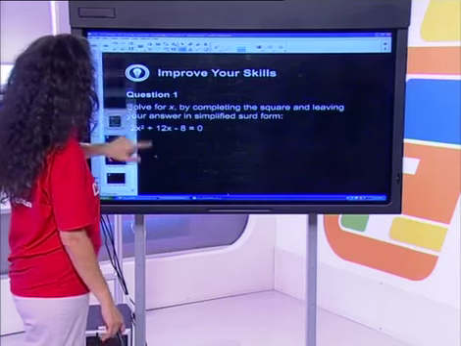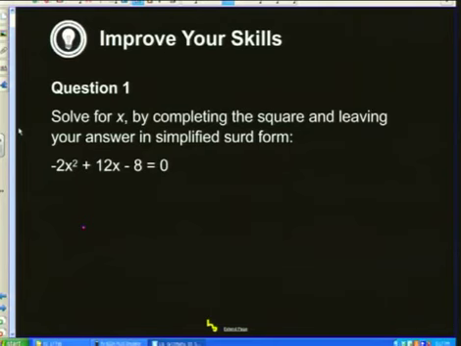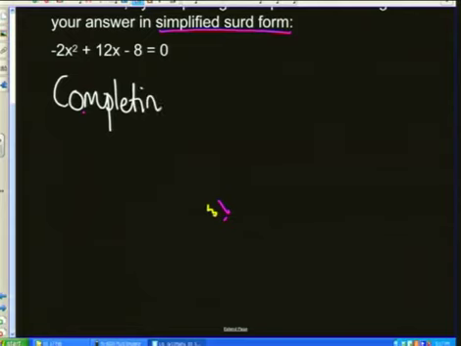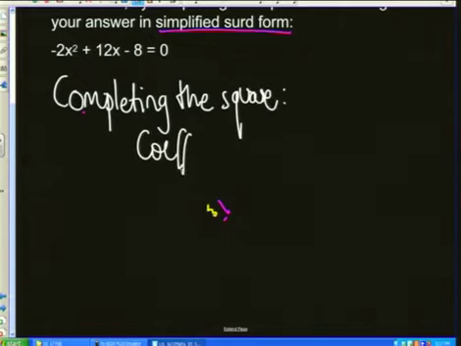We're going to start off by completing the square on this equation. And we need to leave our answer in simplified surd form. So if you're completing the square, the one factor that involves getting it correct is that the coefficient of x squared must be 1.